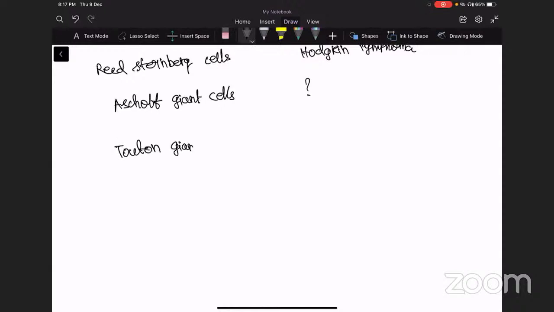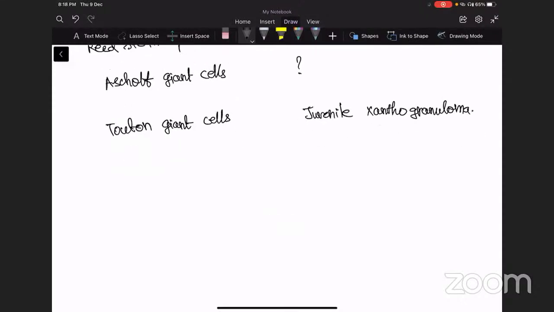Touton giant cells are seen in juvenile... Ashley Simon RH, I don't understand what is RH. I think you are correct, but please abbreviate.